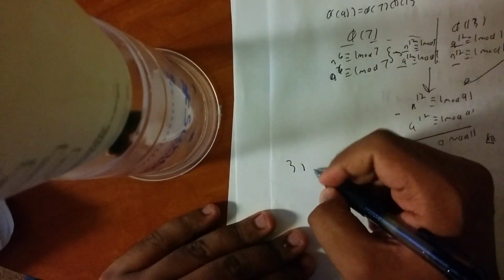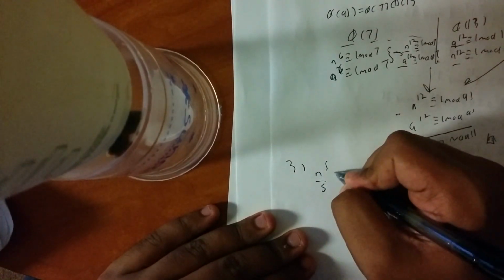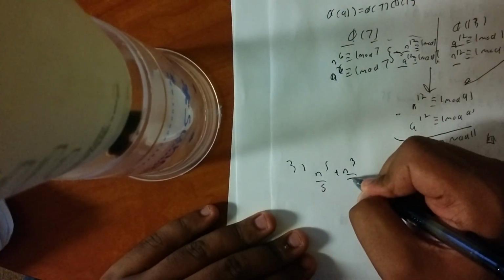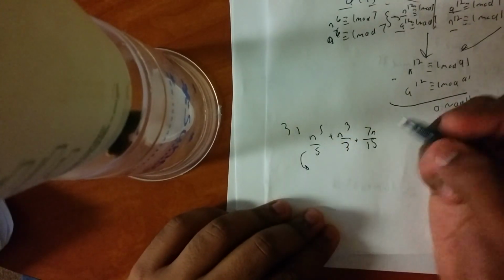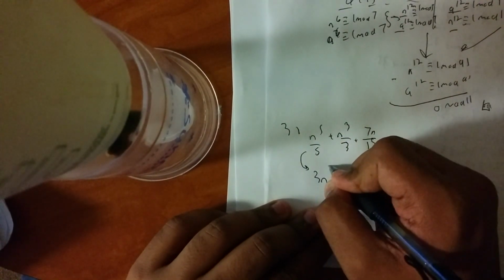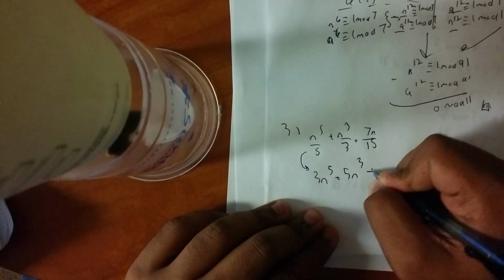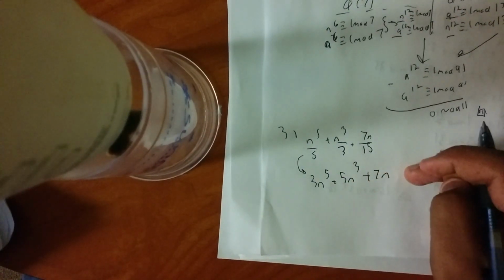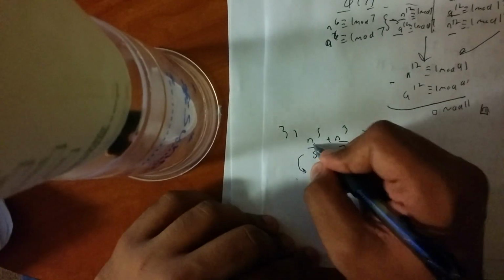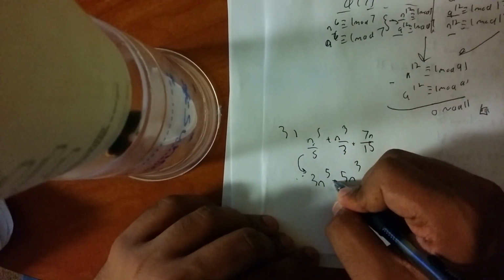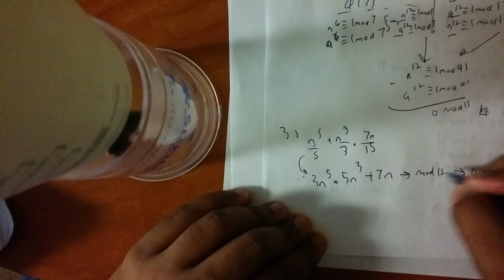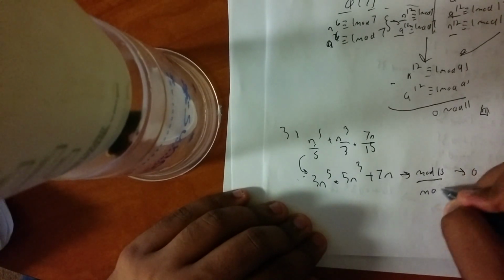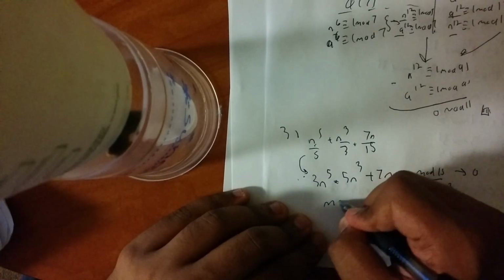Number 3 asks to prove that n to the 5th over 5 plus n cubed over 3 plus 7n over 15 is always an integer. What this is saying is basically that we need to show 3n to the 5th plus 5n cubed plus 7n, divided by 15, is an integer. So what I did from here is multiply this by 15. What I need to show is that this is 0 mod 15. To be 0 mod 15 means it's also divisible by 3 and also divisible by 5.